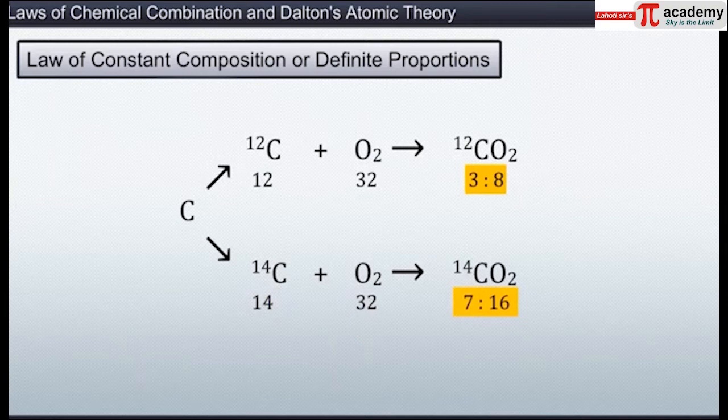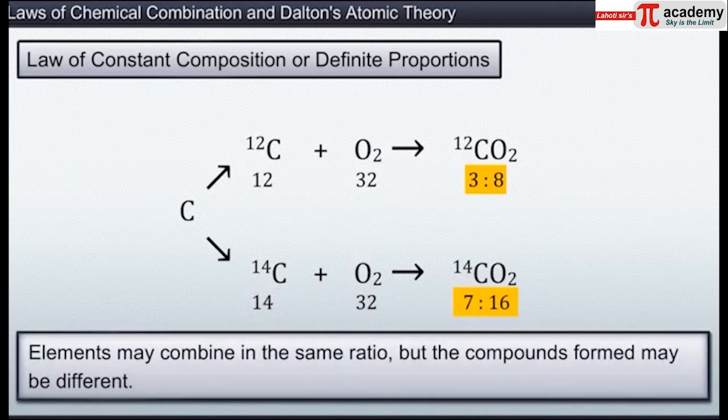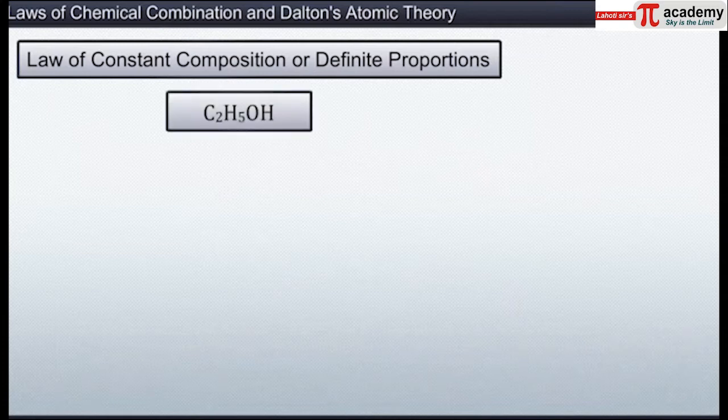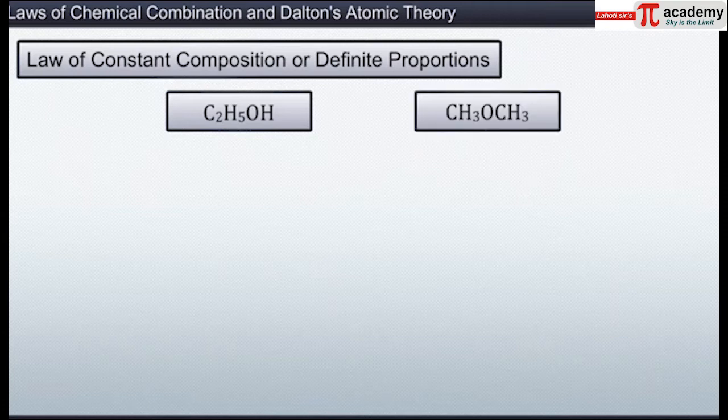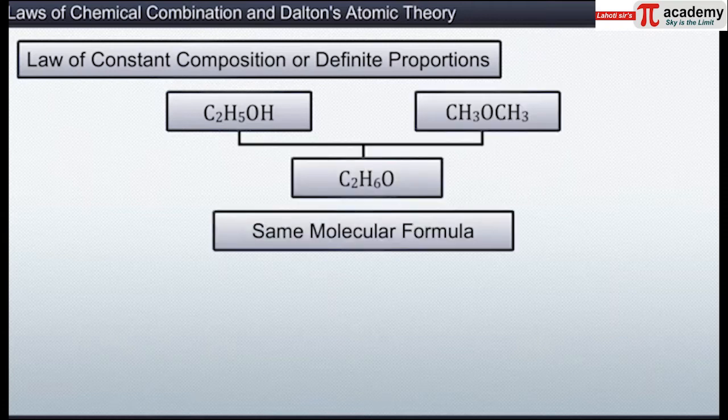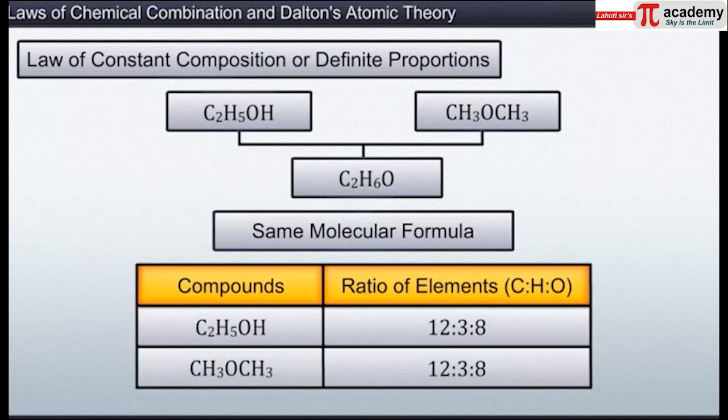Another limitation of the law is that elements may combine in the same ratio, but the compounds formed may be different. For example, the compounds ethanol and dimethyl ether have the same number of carbon, hydrogen, and oxygen atoms, but their arrangement is different. That is, the compounds are different.